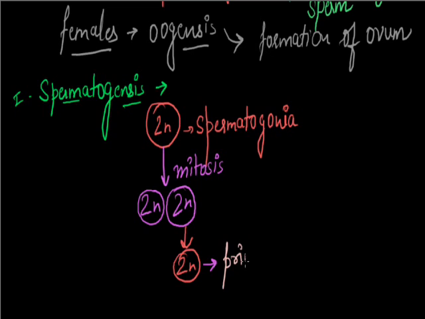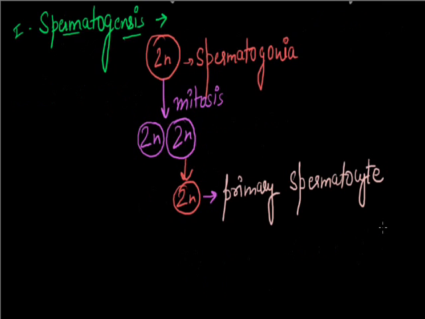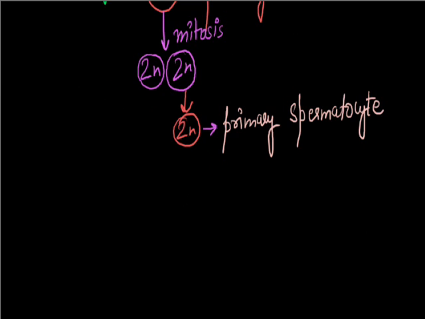primary spermatocyte, which is 2n, diploid in number. Now in this primary spermatocyte, meiosis will occur. This meiosis is a reductional division which will produce two cells having half the amount of chromatin material of the primary spermatocyte. That is, two cells will form which are n in number.